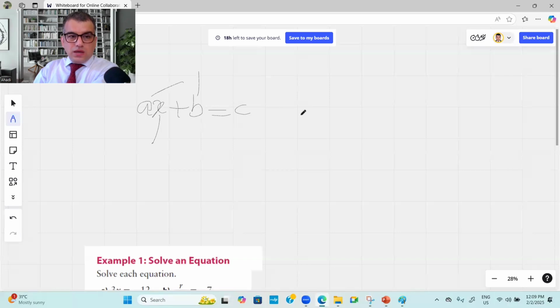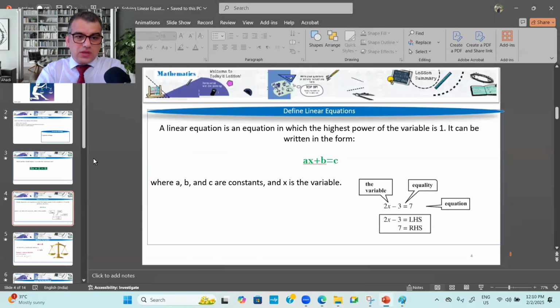Each equation has two sides, left side and right side. So this is the left hand side of this equation, and this side we call the right hand side of this equation. So let's go ahead to how we can solve these equations.